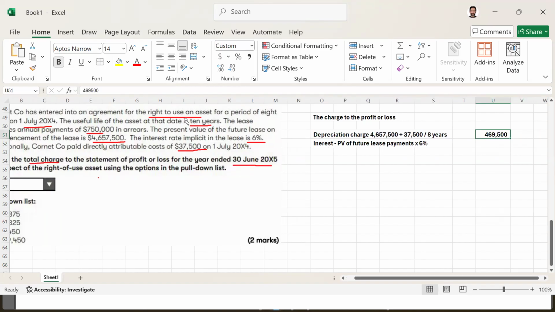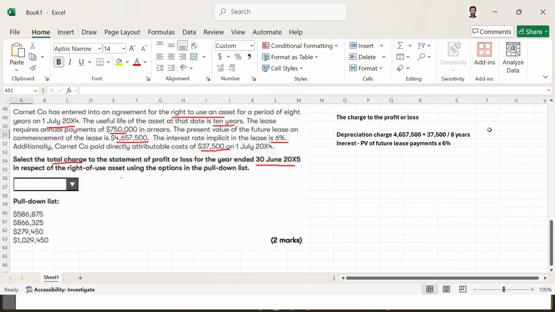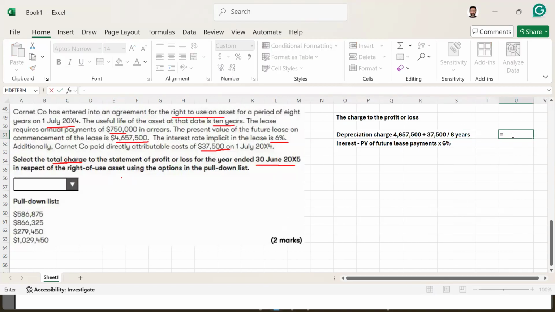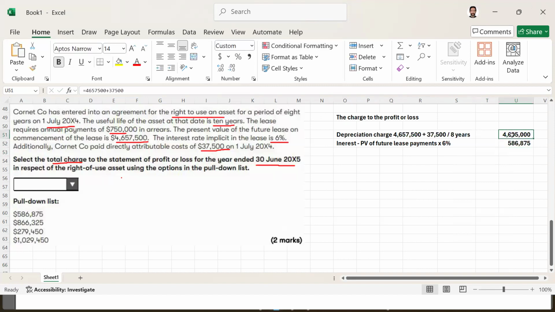Okay, let's calculate the value again for the depreciation. That is the lease term, 4,657,500 plus the 37,500. That is the value, and we divide this by 8. Yes, that's the value, 586,875. Thank you. So now we've got the right value.